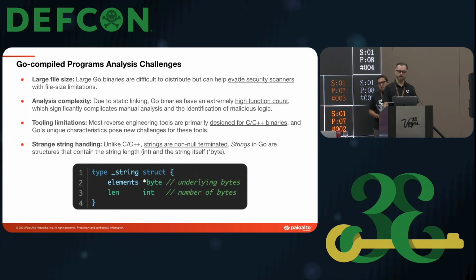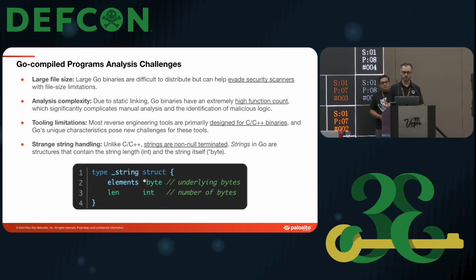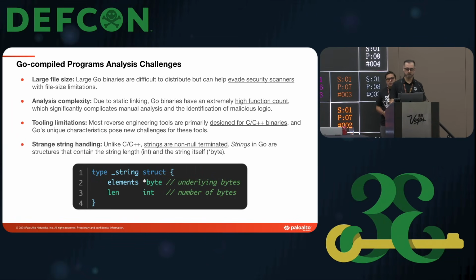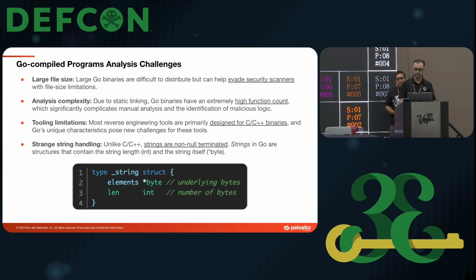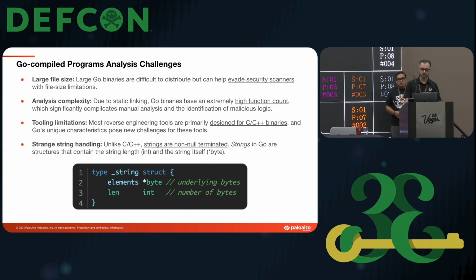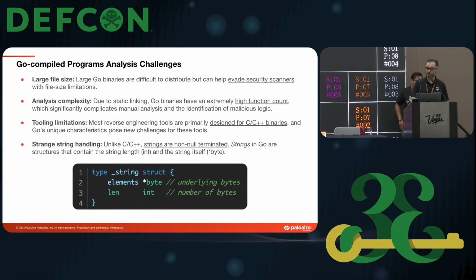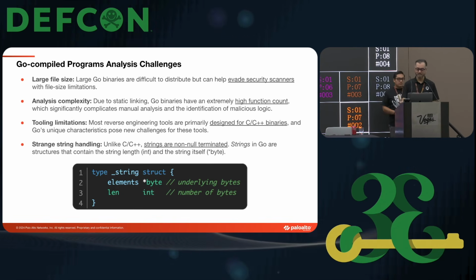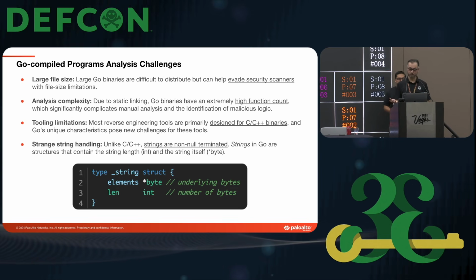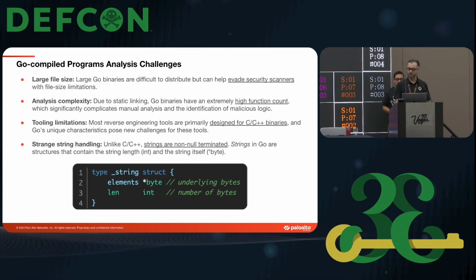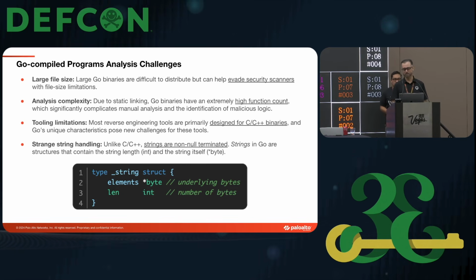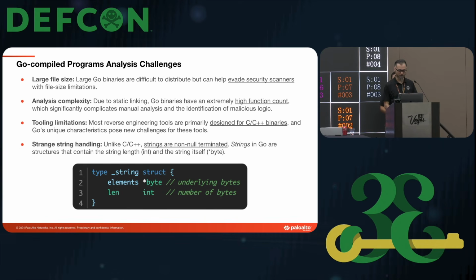All right, so the program analysis challenges for Go. First of all, we have the large file size. As I mentioned earlier, this is going to be really good in case you want to evade, for example, security scanners because of the file limitations. This is actually true because we tried different kinds of cases, and if you have really large files, the static analyzer says, well, I abort the mission and I don't go further, so it's bad, right?